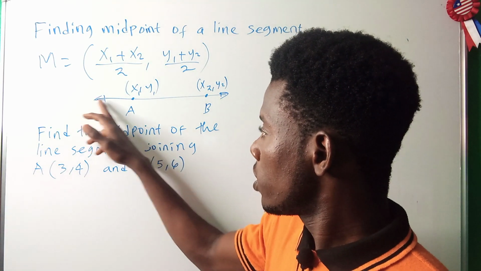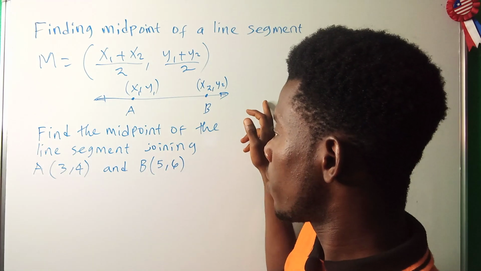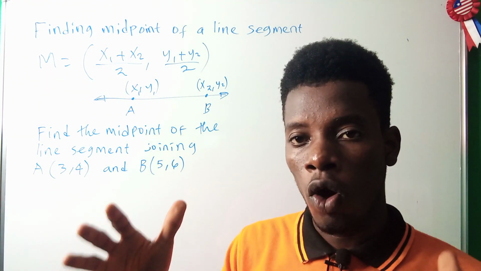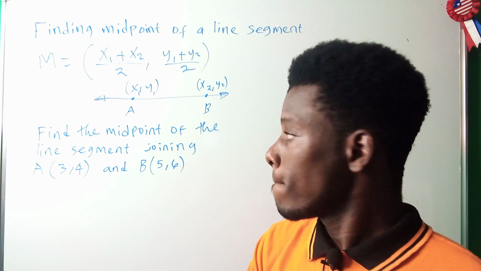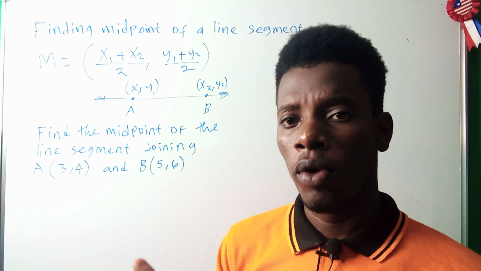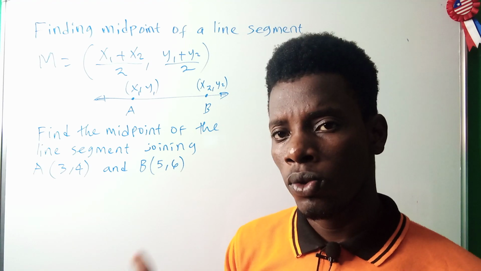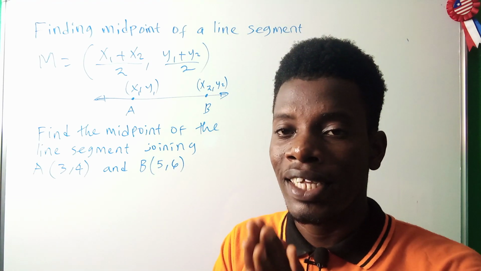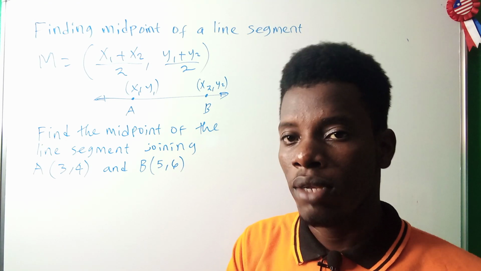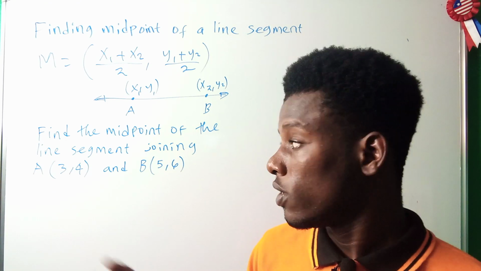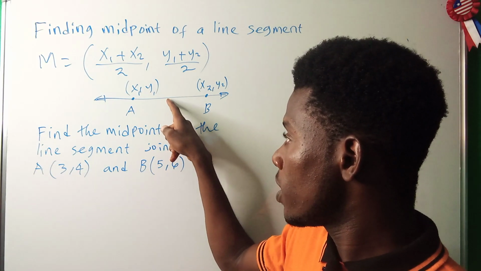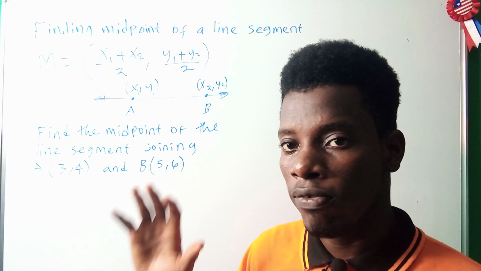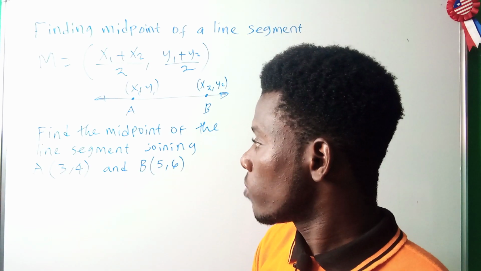So this is a line extending indefinitely in both directions, and point A and point B form a line segment because they are portions of the line that have an endpoint. Now, when we say midpoint of a line segment, we are telling you to find a point that is midway, meaning exactly in the center between A and B. That's what we mean by midpoint. The same distance from that point to A will be the same distance from that point to B.